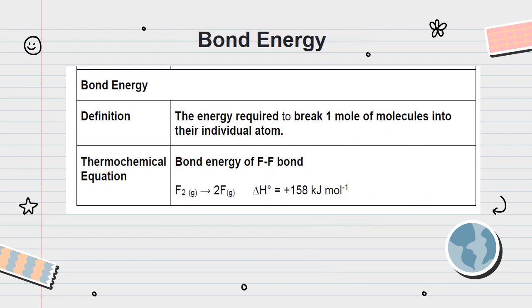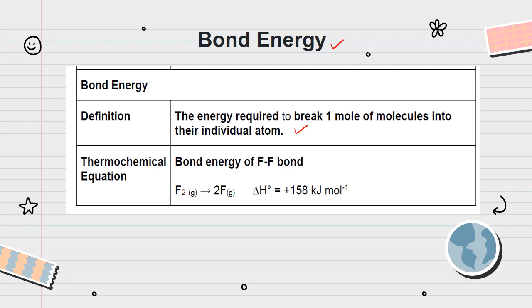So let's see the bond energies. For this bond energy, I have explained to you before this. So let's define the bond energy. The energy required to break 1 mole of molecules into their individual atoms. Make sure you know the difference between the bond energy and the atomization energy. I already explained to you before this.